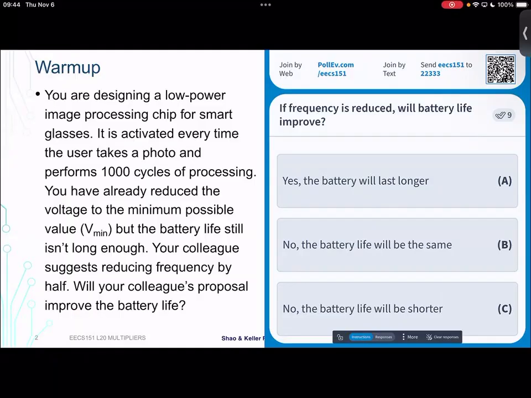All right, I see a few responses coming in. Let's take one more minute to think about this one and then go ahead and vote.